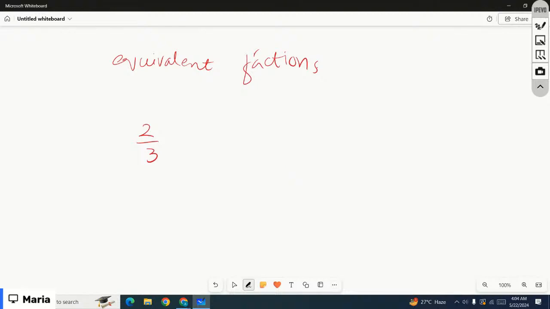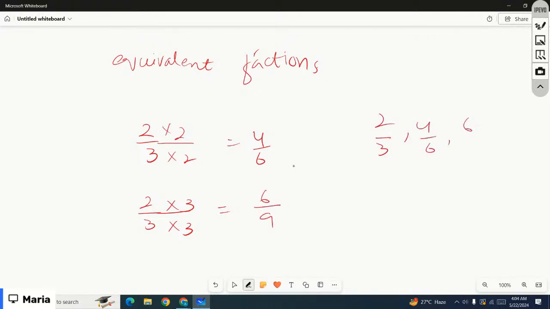You can find the equivalent fractions by multiplying this fraction by the same number, right? If you multiply this fraction by 2, that is 4 over 6. 4 over 6 is an equivalent fraction to 2 by 3, right? So you can multiply by any number. They are equivalent fractions because you multiplied it by the same number. So 2 by 3, 4 by 6, 6 by 9, they all are equivalent fractions, right?